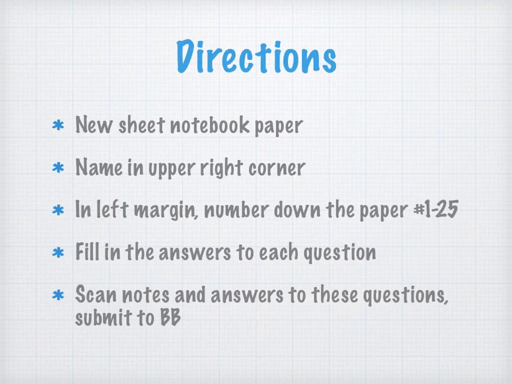Okay, get out a new sheet of notebook paper, put your name and period in the upper right corner. In the left margin, number down the paper numbers 1 through 25. We're going to go through some questions on the next couple of slides, and you're going to answer these on this clean sheet of paper. Once you're done, you're going to scan the notes that you took previously from this section, and the answers to the questions. You're going to submit those both to Blackboard.